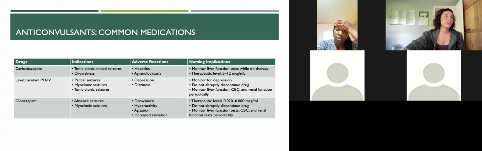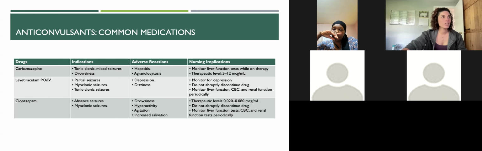Carbamazepine, for tonic-clonic and mixed seizures, causes drowsiness, and can also put you at risk for hepatitis and agranulocytosis. So again, keep an eye on our liver function. Levetiracetam is for partial seizures, myoclonic and tonic-clonic, and can cause depression and dizziness. It's going to be one of our oral or IV meds. This is one that we can't abruptly discontinue. You never want to abruptly discontinue a seizure medication. You're at risk for going into status doing that. Again, keep a close eye on our liver, our red blood cells, our renal function periodically.